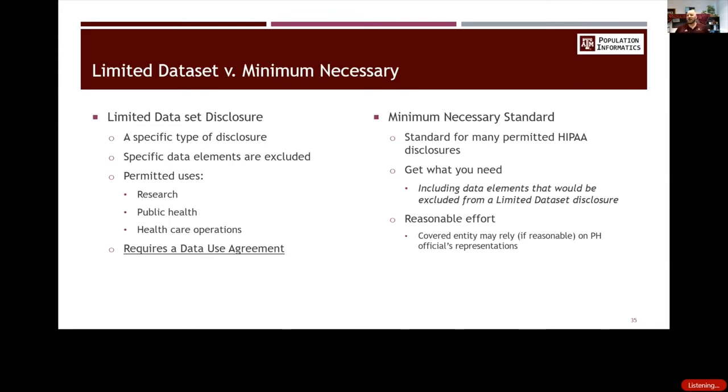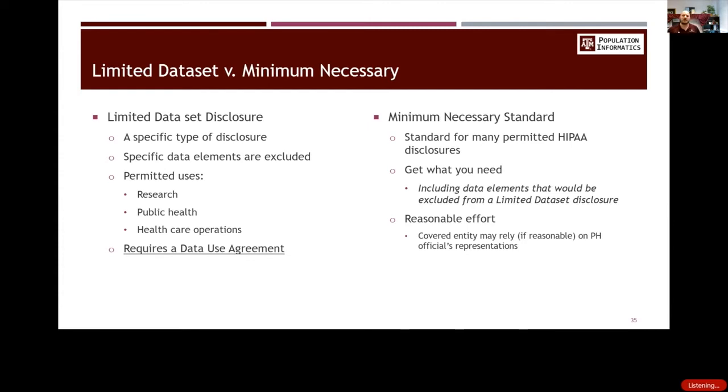Now, HIPAA allows you to disclose what's called a limited data set for either research, public health activities, or for healthcare operations. And essentially, a limited data set is a data set with specific types of identifiers removed. And to get one of these limited data sets for, say, research, you would need to enter into a data use agreement with that covered entity that wants to disclose it.